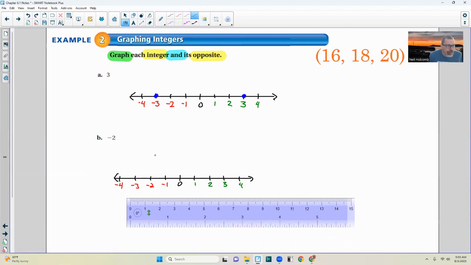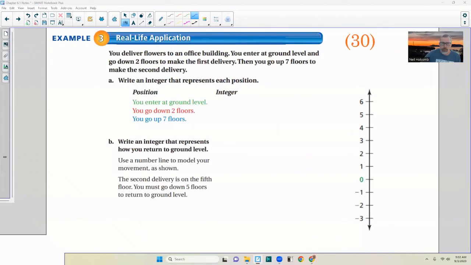And now we're going to graph. The number is -2, which is right here. So you put a dot at -2, and it's 2 away from 0. So I'm going to go 2 to the right of 0, and its opposite is +2. So I've graphed -2 and its opposite. Now you should be able to do problem numbers 16, 18, and 20 in your exercises.